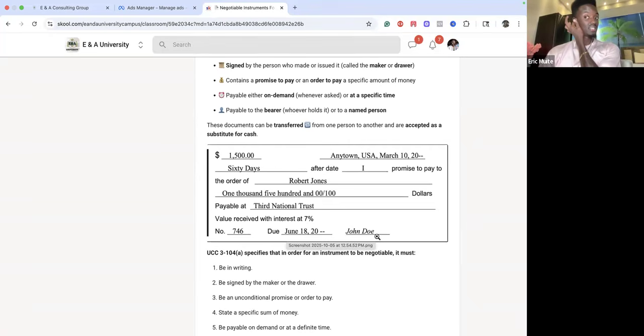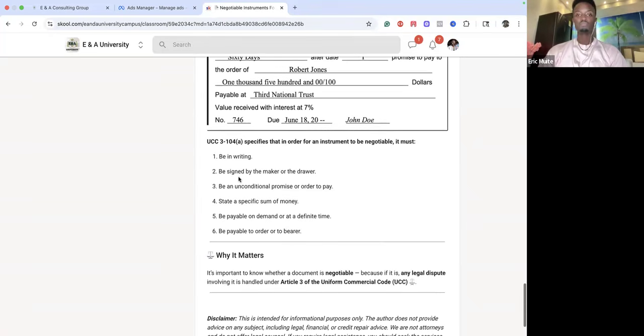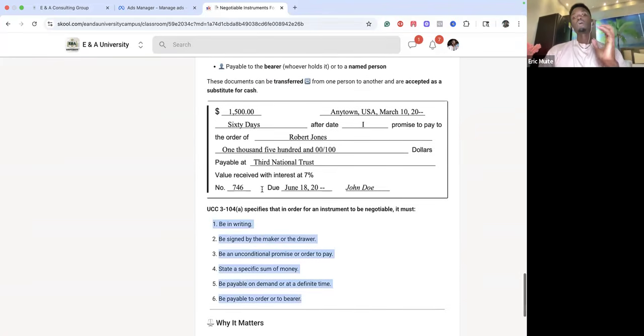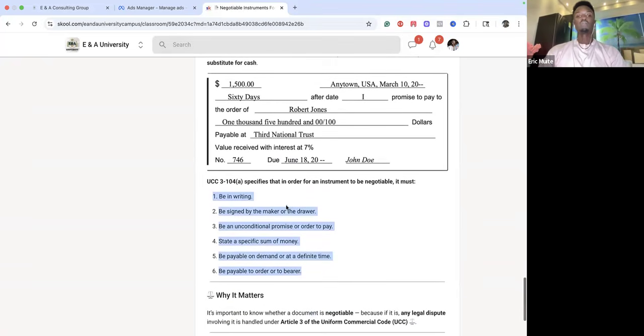That's what qualifies it to be a negotiable instrument. It must be written, it must be signed by the maker or drawer, be an unconditional promise to pay or order to pay, state a specific sum, be payable on demand or at a definite time, and be payable to the order or bearer. A lot of you are probably wondering, how do I know I'm doing this right? Here it is.